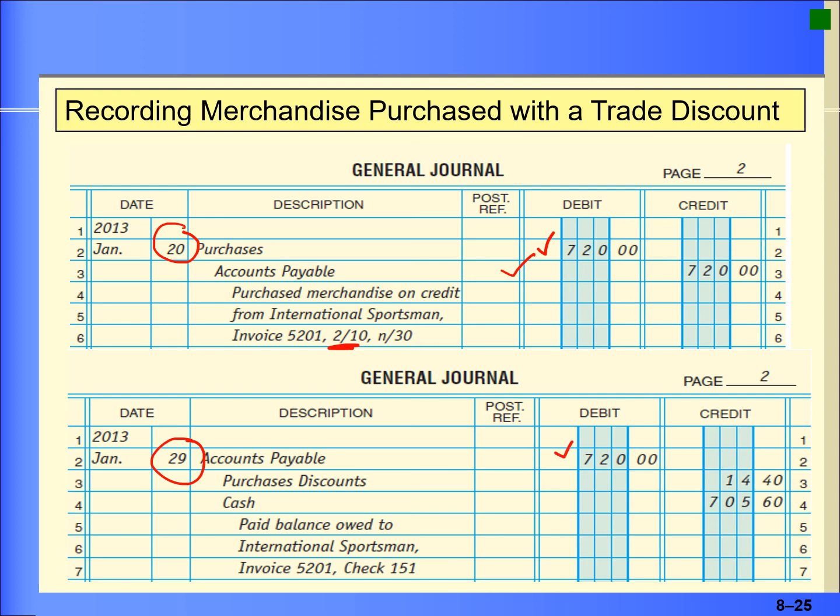You're going to debit accounts payable for 720. How do you think they get this discount? That discount is basically your 720 multiplied by 0.02. There's your discount, called your purchase discounts, and then you credit cash for the difference.